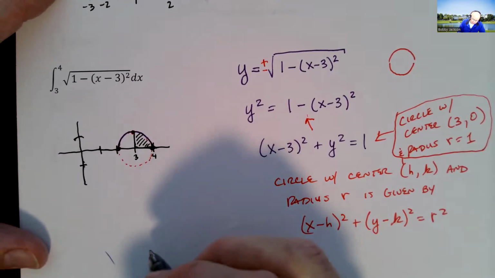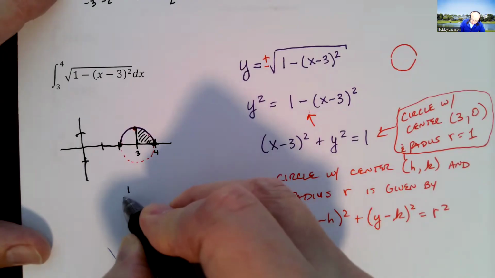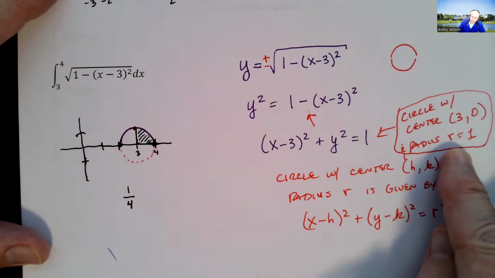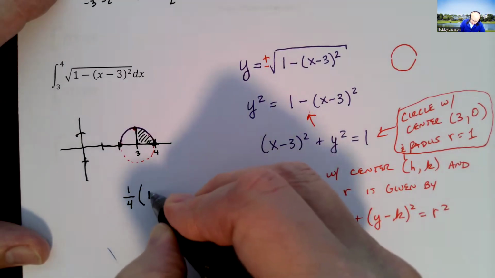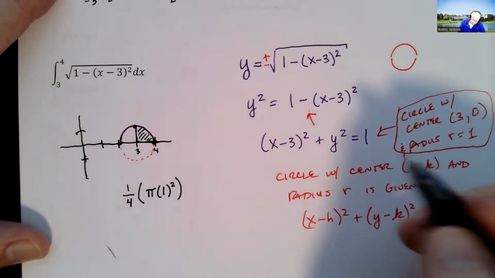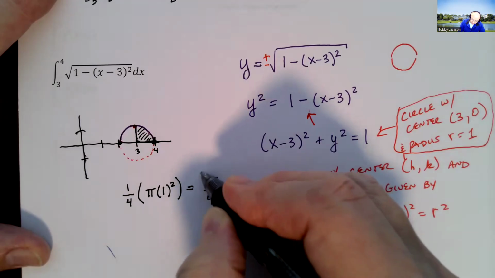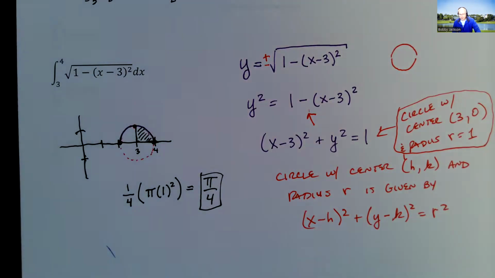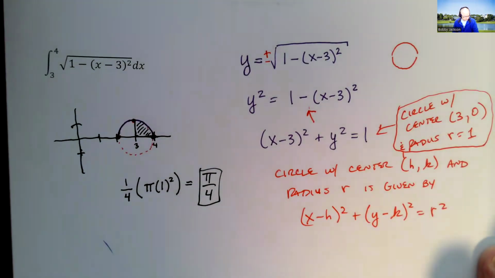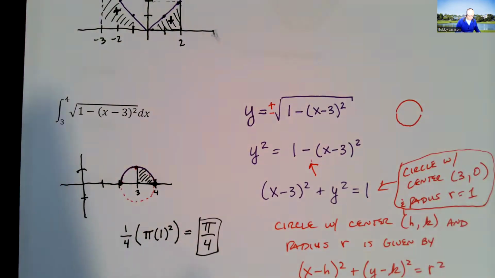And what is that area? Well, it's 1/4 of the entire circle. So the area is 1/4 the area of a circle, and the circle's radius is 1. Remember, the area of a circle is pi times the radius squared, pi r squared. Of course, 1 squared is 1, and I get 1/4 times pi, or pi fourths. And that is the value of that definite integral. Okay, so that's how we evaluate definite integrals using geometry.